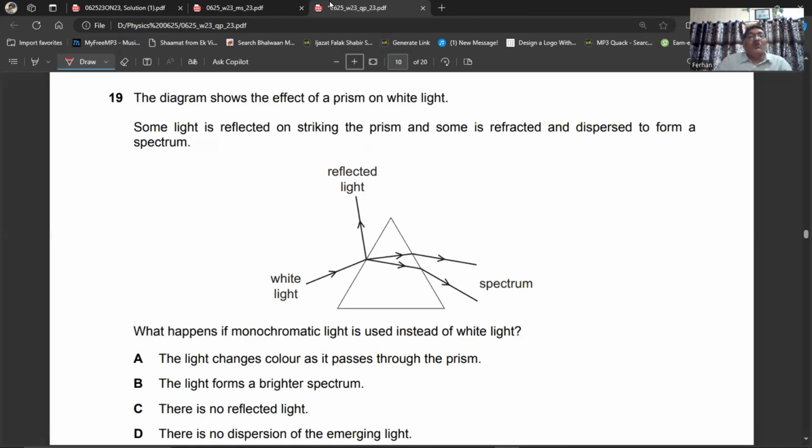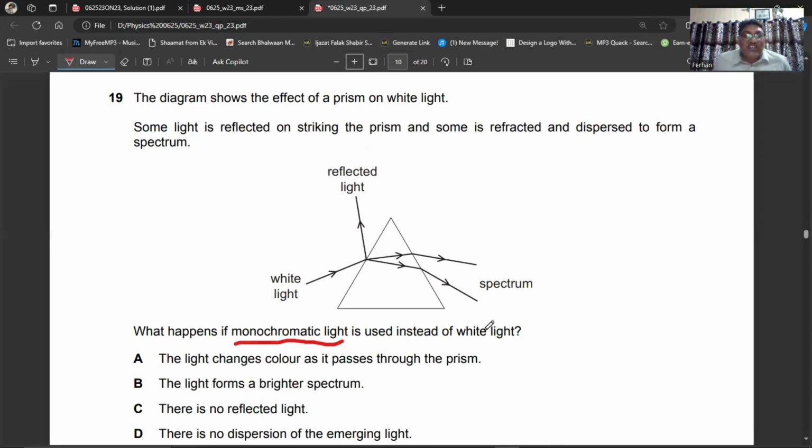What happens if monochromatic light is used instead of white light? Monochromatic light means light which consists of only one color. It's blue, or red, or orange. So only one color. When that single colored light passes through the prism, obviously there will be no band of colors formed when it emerges from the prism.